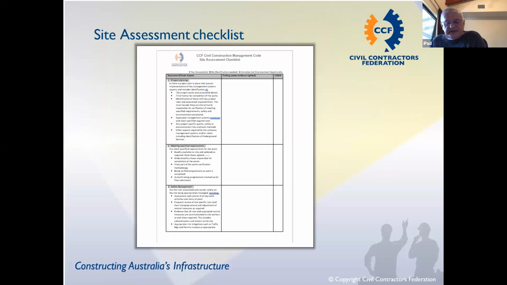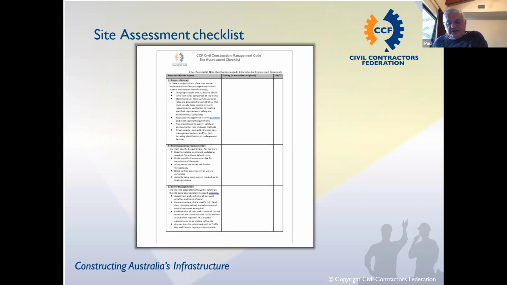Key work activities and items of plant. What are we using on site? Frequent reviews of site-specific risks. This is where that daily pre-start meeting is a good one to identify anything. What are we doing today? You know, what risks are associated? What SWMS are we operating on today?